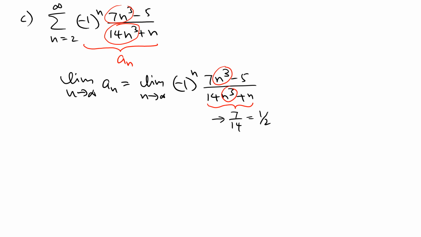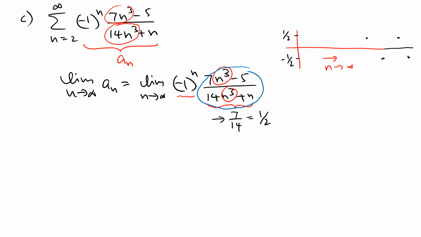Since this is 1/2, what's going to happen? The negative 1 to the n changes the sign. That means when n is large, the terms fluctuate between two values. In the long run, you're going to see positive 1/2 and negative 1/2, positive 1/2, negative 1/2, not exactly, but very close to those values. So the limit does not exist, because the magnitude is almost 1/2 but the sign changes. If the limit does not exist, which is not equal to 0, the series has to diverge.